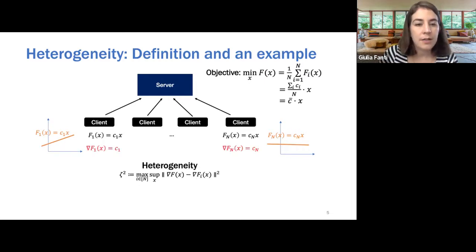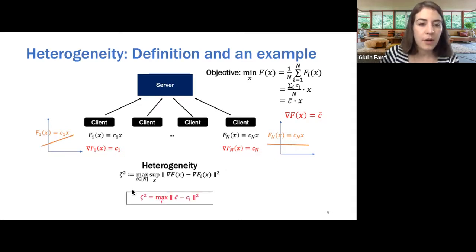So in the context of our example, let's compute all of our local gradients. Because these are all linear functions, we're thinking of this as a 1D problem. The gradient is just the slope, c1 to cn. And the global gradient is again going to be the slope of the global objective, which is c bar, the average of all the local gradients.